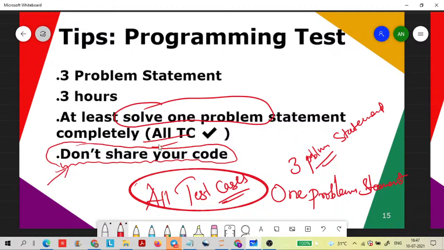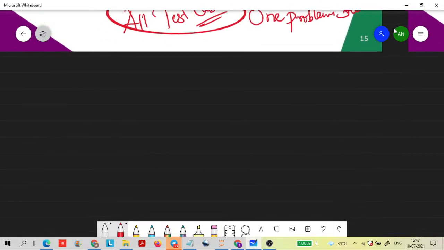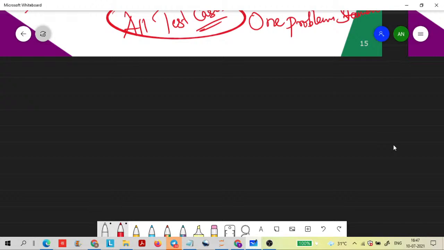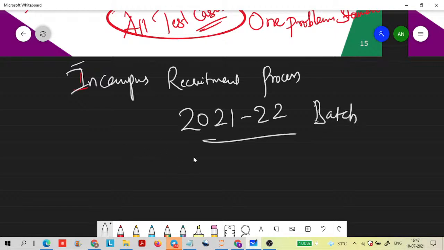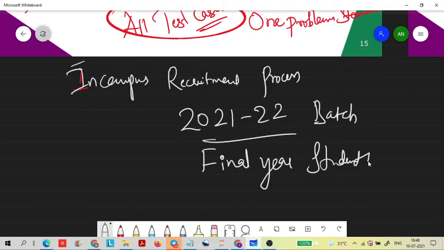Okay, so this is the in-campus recruitment process for the 2021-22 batch, that is, the final year students. The 21-22 batch students are going from third year to final year.